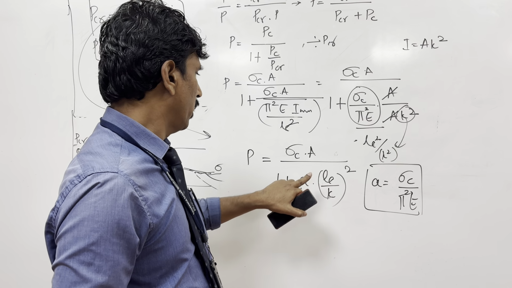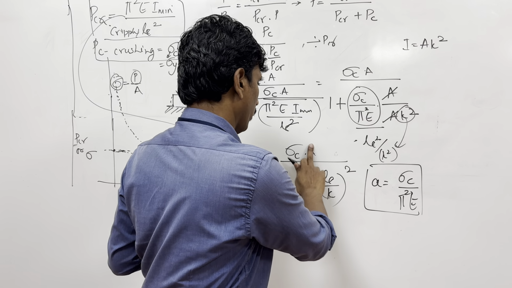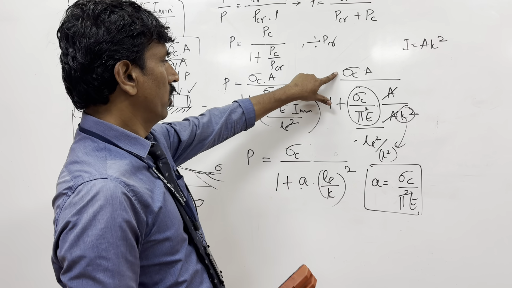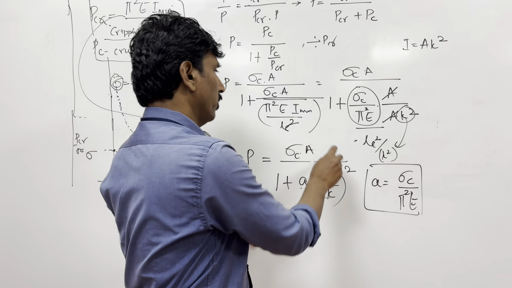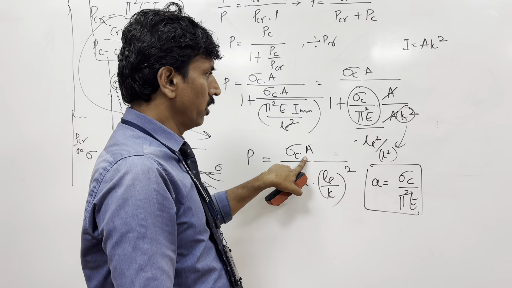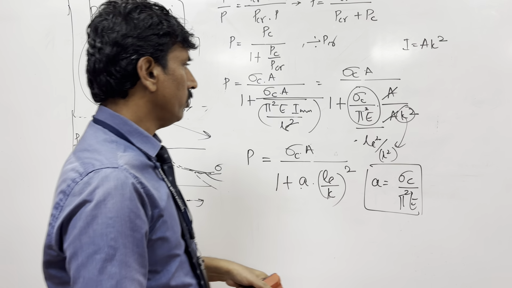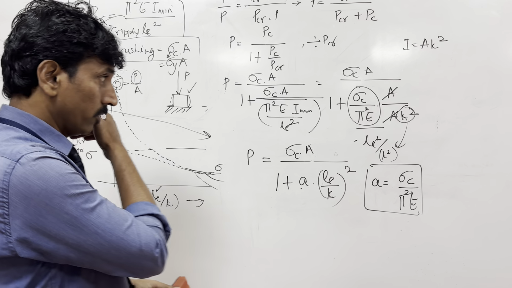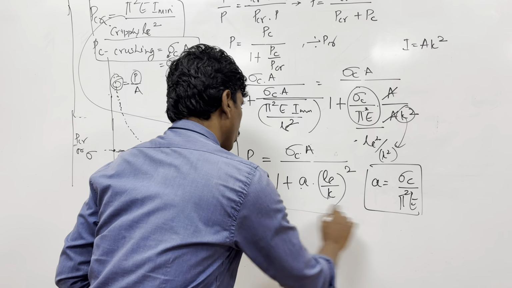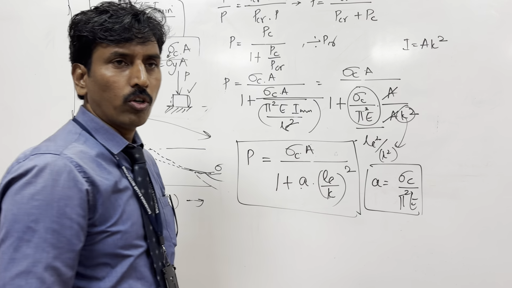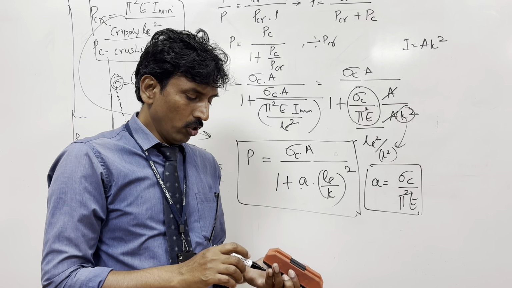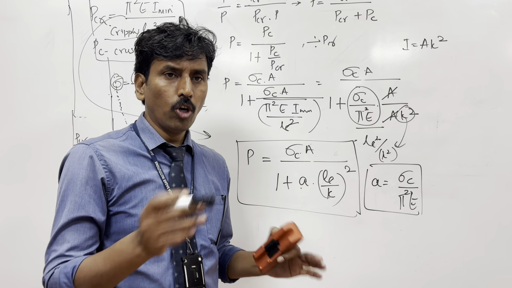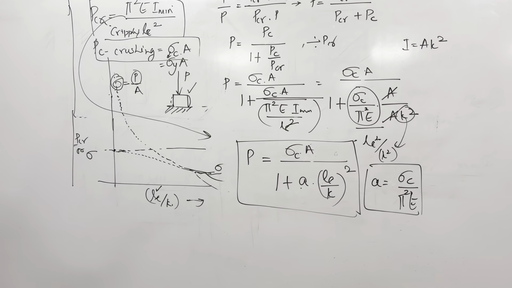Here what is gone? A is gone, no? Sigma c, I think this sigma c will remain. Now the sigma c by A will remain. This is only remaining, okay? So this is called the Rankine-Gordon formula, which you will use to solve numericals where the length of the column is not too long, not too short. So please, you have to remember this formula.